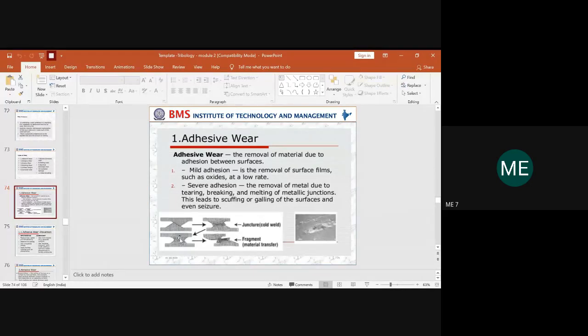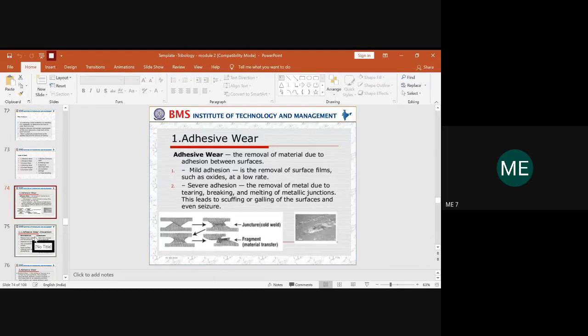The adhesion will be strong enough, so when it slides or rolls, it results in the formation of some junction growth. Due to this, it results in scuffing or galling, due to the movement of the material with strong adhesion across each other. So this is a thing which comes into the picture due to adhesiveness between the two material components.